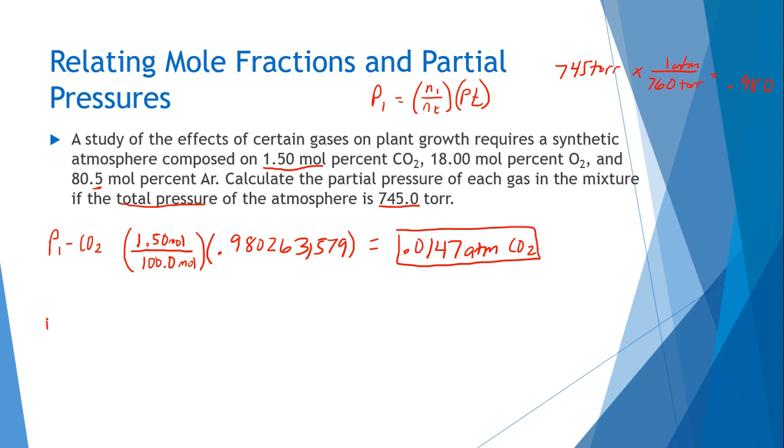Now we're going to find our partial pressure of gas 2. And our gas 2, we're going to say is O2. Again, we're going to follow these same steps. We're going to say the moles of gas 2, so that's oxygen, is 18.00 moles. Okay, we're going to divide that by the total amount we have here, which is 100. That's not going to change. And then we're still going to multiply it by our total pressure.